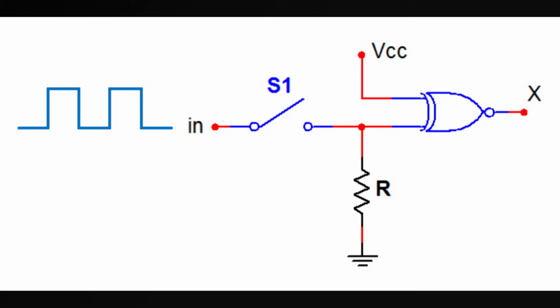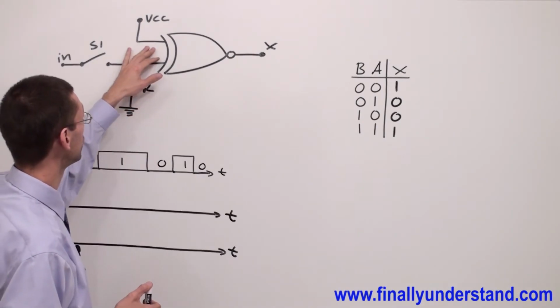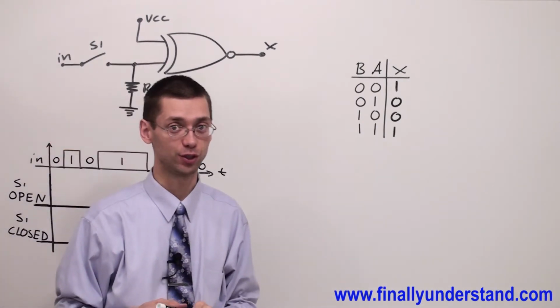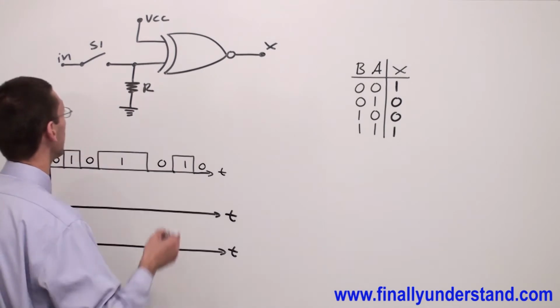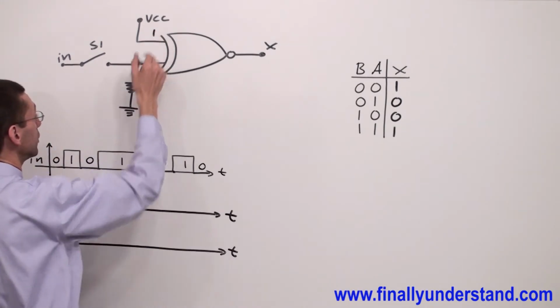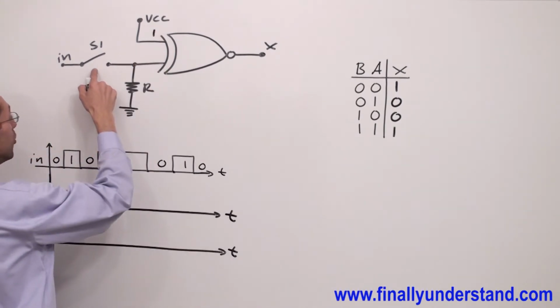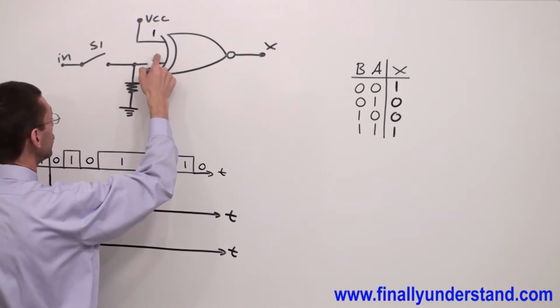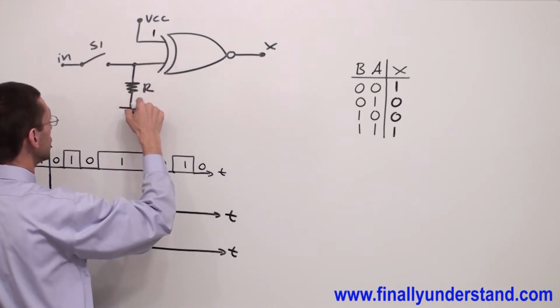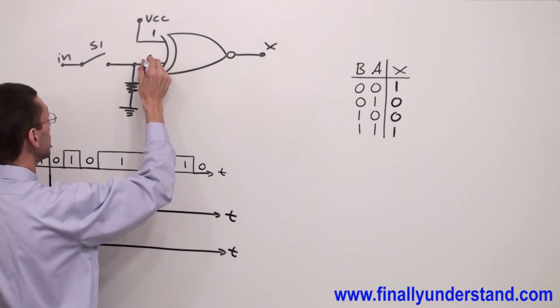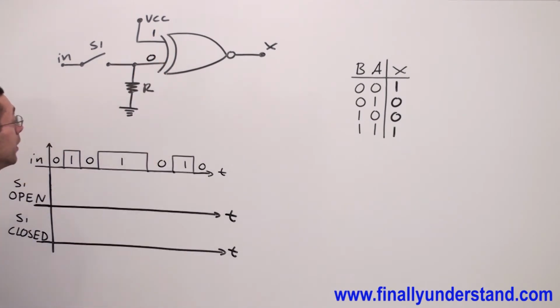Let's take a look at this example. Okay, first please notice that the first input is connected directly to VCC. So I'm going to have always logic 1 at this input. When the switch is open, the second input is connected to the pull down resistor. It gives me logic 0 at this input.